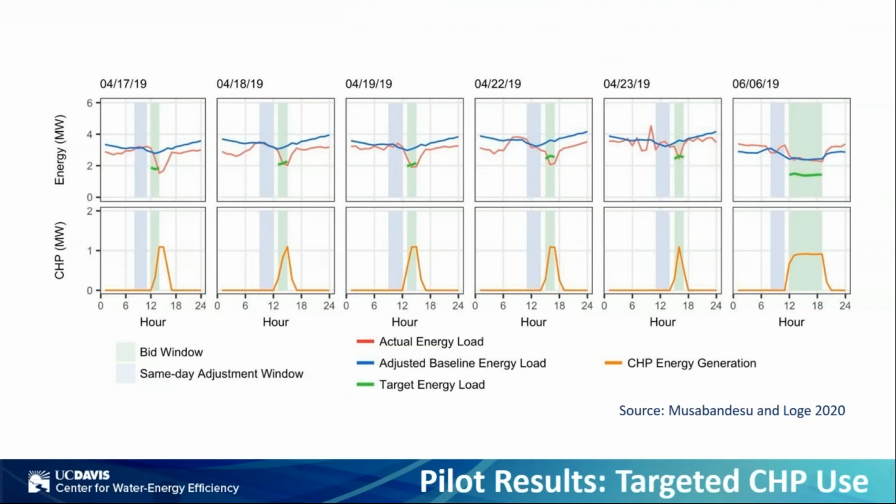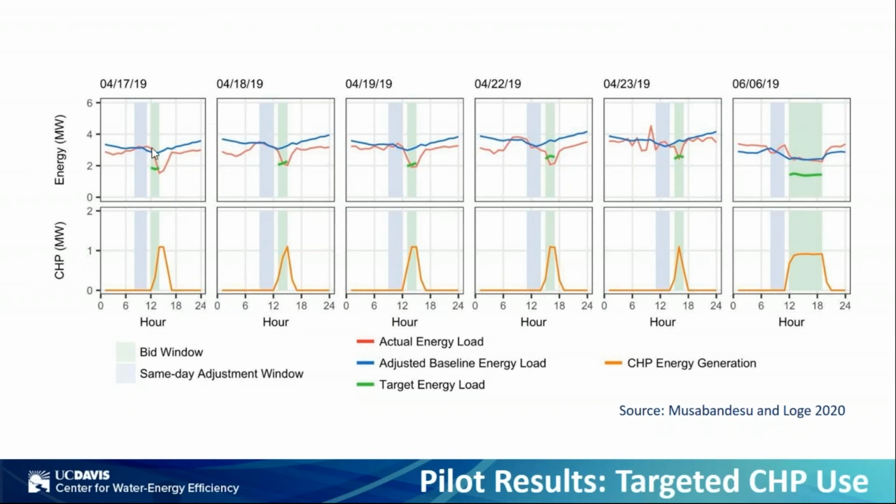So these are the results of our pilot here. I'll just run through the figures so that you can understand what it's trying to say here. This is for scenario 1, which was the targeted CHP use. The shaded green areas is when the facility was trying to bid into the market. So that was their targeted bid time. The orange line here is the CHP energy generation. And so you can see that the combined heat and power engine was turned on and then ran for some time and then ramped off.